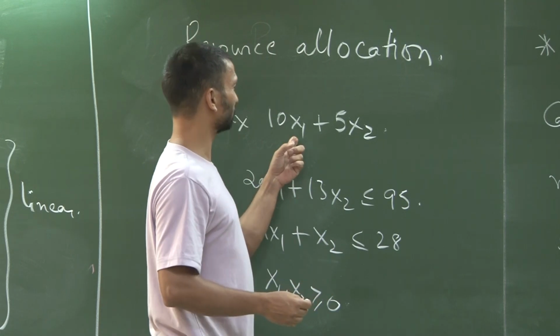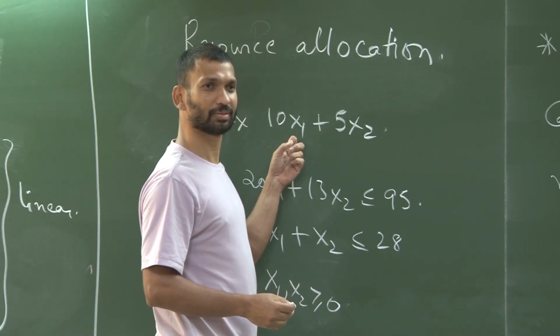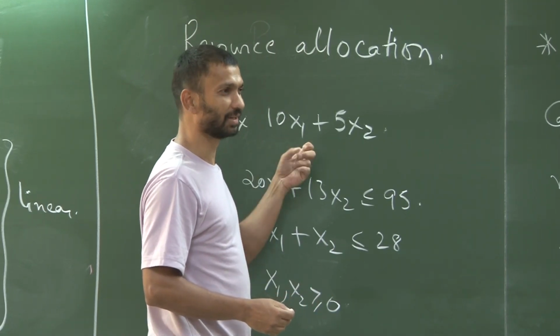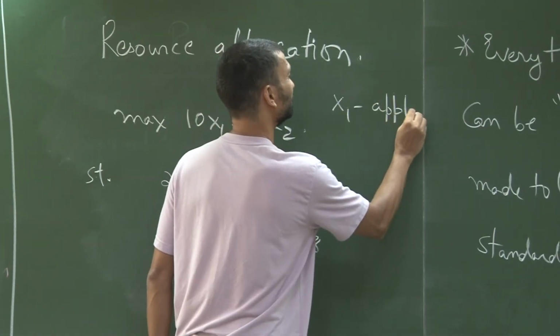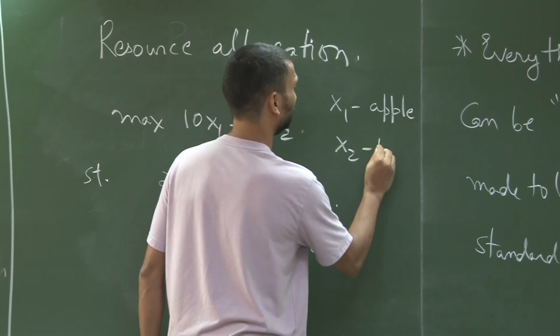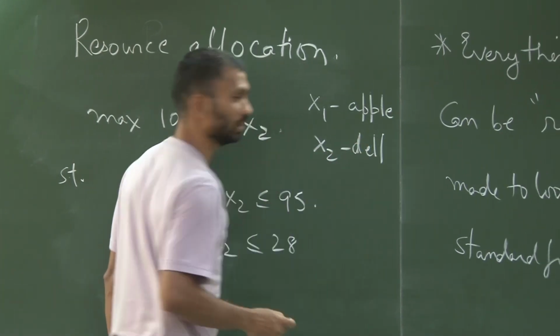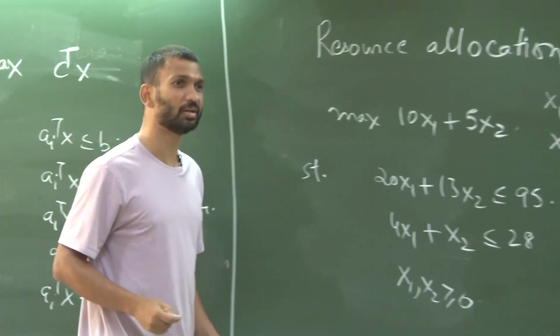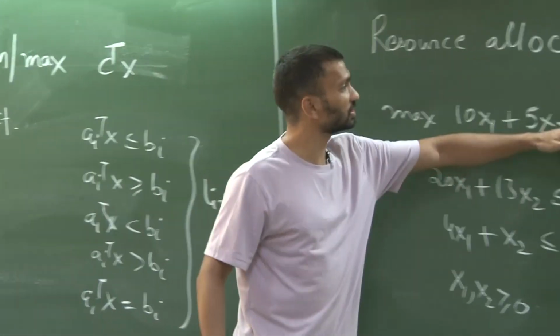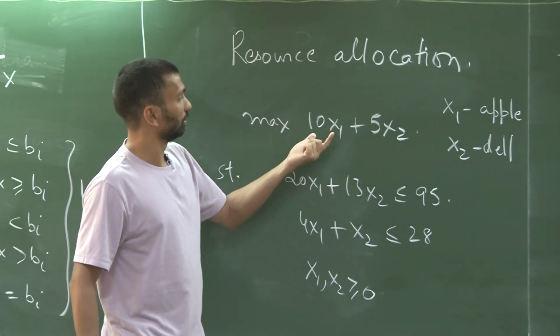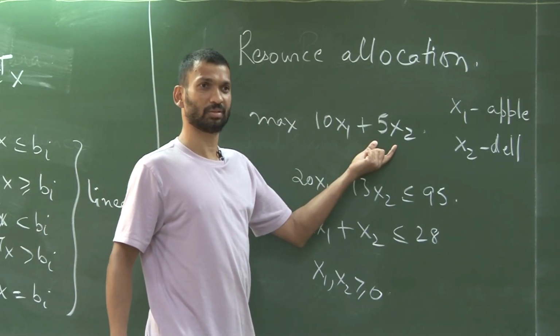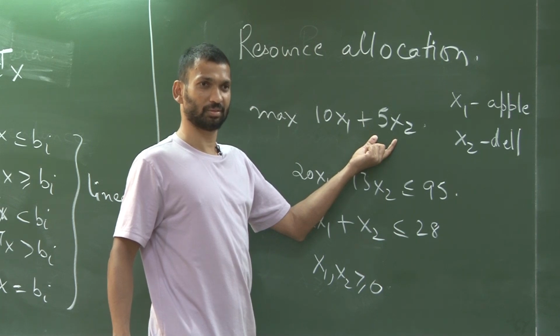So what do you want, x1 to be Dell computers or Apple computers? 10 is higher than 5, right? So any sane person will say that Apple is priced higher than Dell, right? So this is the start. X1 is the number of Apple computers you can make, x2 is the number of Dell computers you can make. This is the profit you can make, right?